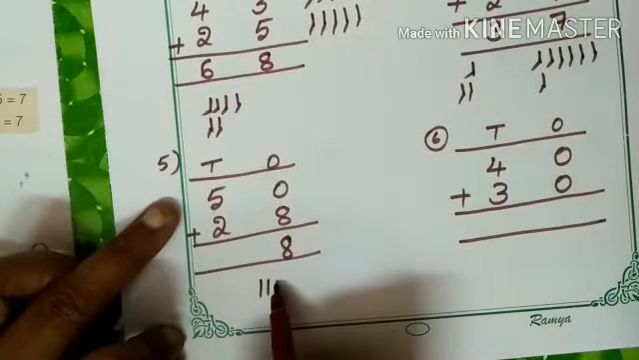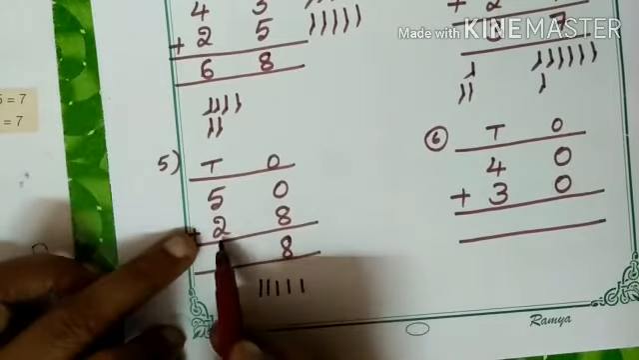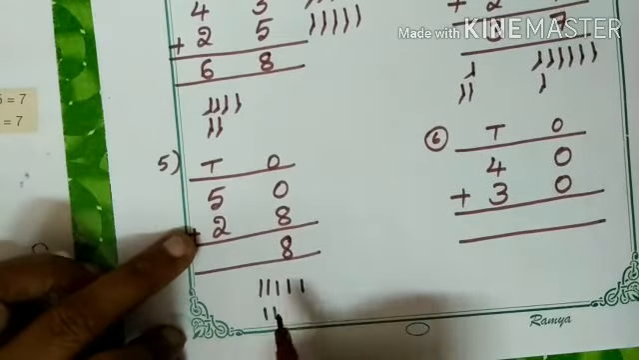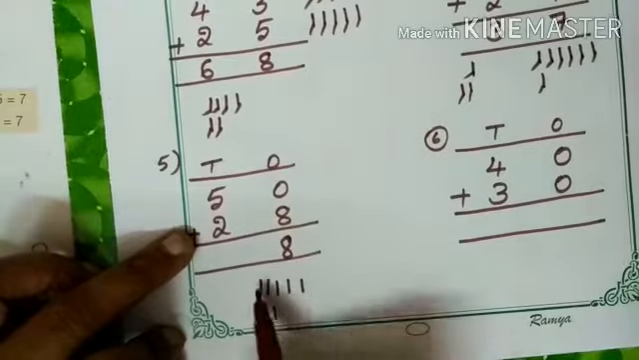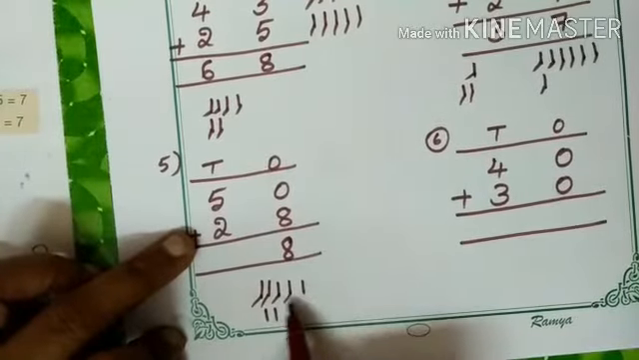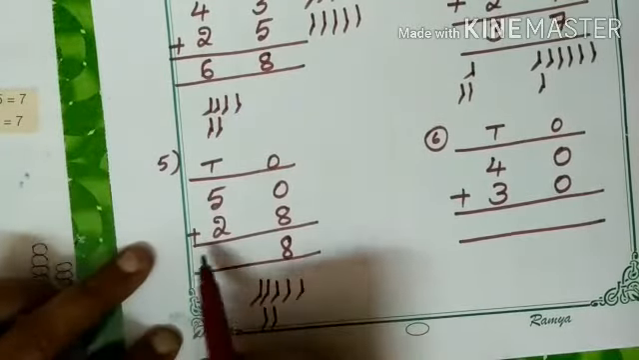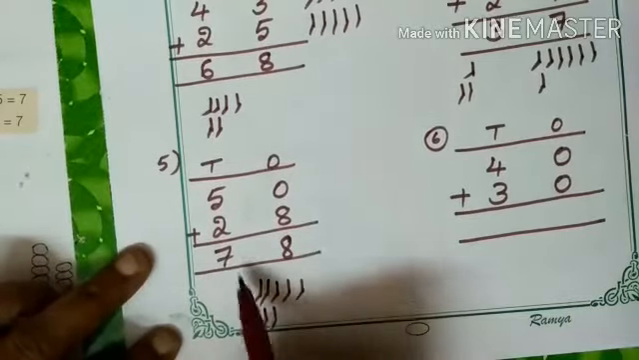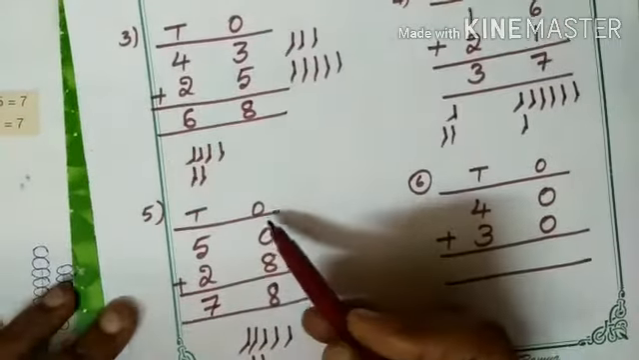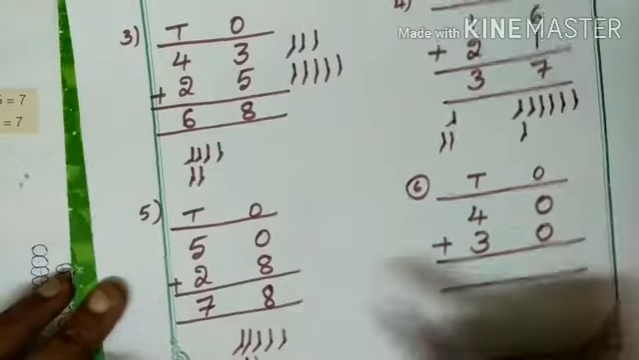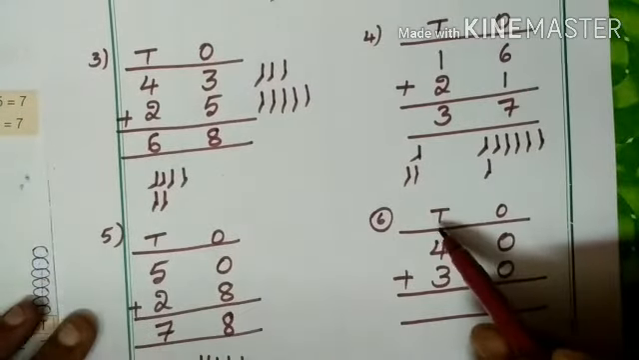Right here 5 lines. 1, 2, 3, 4, 5, and then 2 is there. Right here 2. Count it all together how many lines are there. 1, 2, 3, 4, 5, 6, 7. Right here 7. Got it? How to do? Always you should start from counting 1's place and then move to the tens.